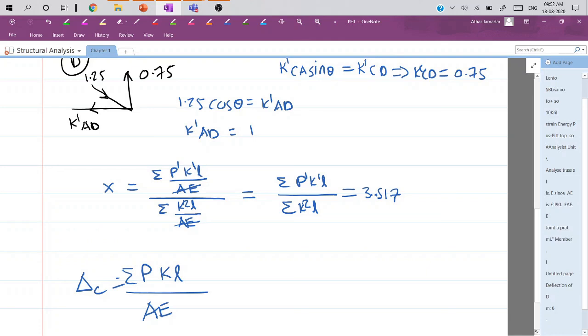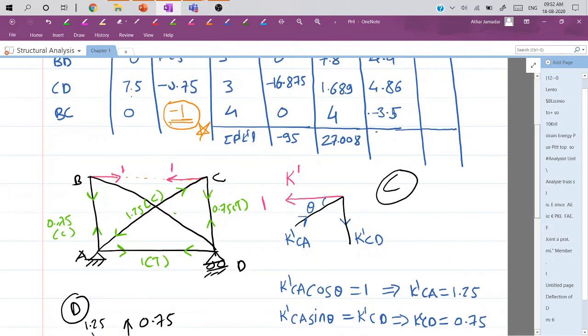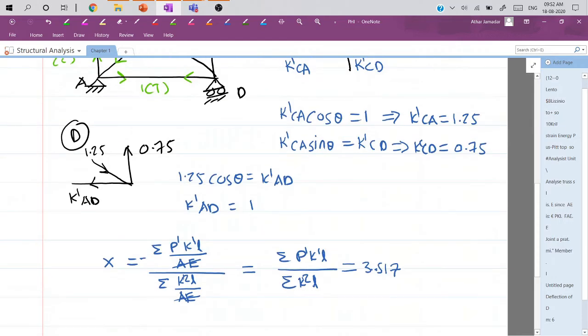Sorry, I just forgot to mention that the formula of X is negative summation of PKL divided by AE, divided by summation of K square L divided by AE. Now this summation of PKL is minus 95, and with the negative sign in the formula, that becomes positive. I forgot to mention that, sorry about that. So the formula for X is equal to minus summation of PKL divided by AE, whole divided by summation of K square L divided by AE. Because of that, X is positive here.